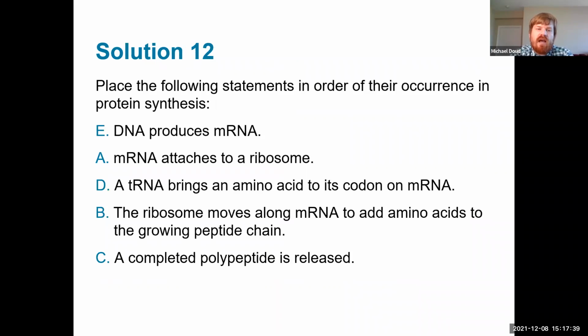Okay, the first thing that happens is DNA is transcribed into mRNA. Then mRNA attaches to a ribosome to begin translation. Then tRNA brings an amino acid to the codon from mRNA. Then the ribosome is going to move along mRNA to add amino acids to the peptide chain. And then finally, the completed polypeptide chain is released. This is transcription plus translation.